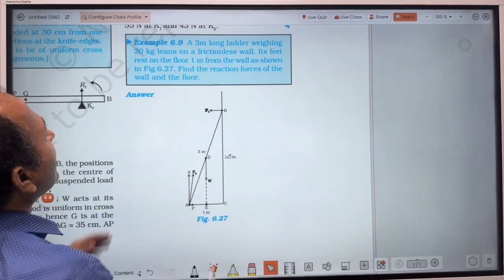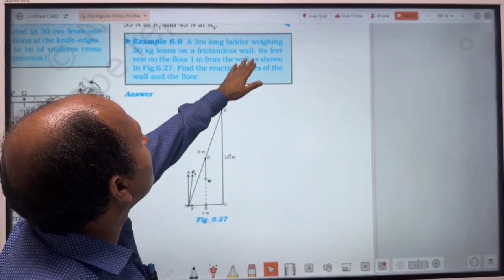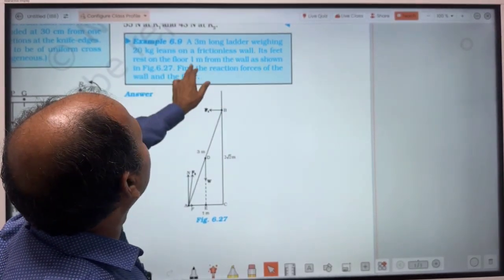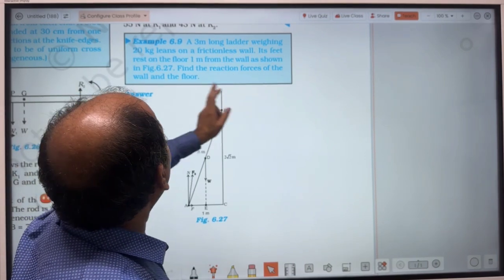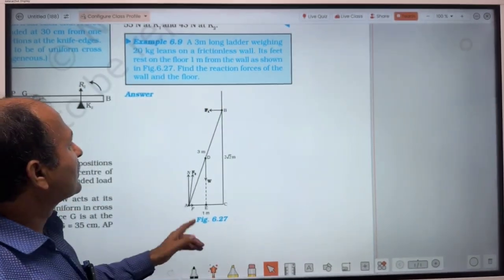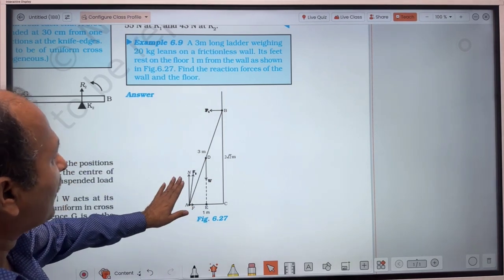Now let's read the question. A 3 meter long ladder weighing 20 kg leans on a frictionless wall. Its feet rest on the floor 1 meter from the wall as shown in the figure. Find the reaction forces of the wall and the floor. So reaction forces are to be found. F1, F2 you have to find out.